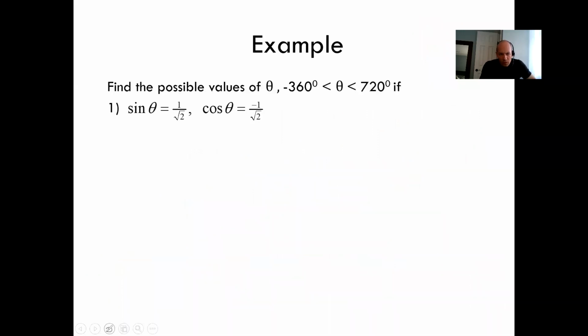Okay, now let's give this one a shot here. Find the possible values of theta, where theta can be anywhere between negative 360 and 720. And we're told this. This is sometimes confusing for people because, like, why am I told what sine and cosine are? The hint here is that this tells you, because sine is positive, it tells you it's in quadrant 1 or quadrant 2. But because cosine is negative, this tells you that it's in quadrant 2 or quadrant 3.